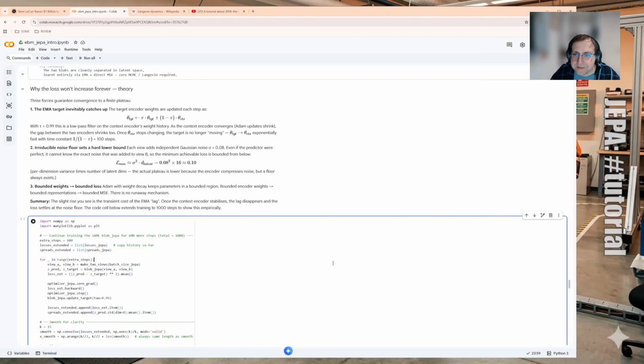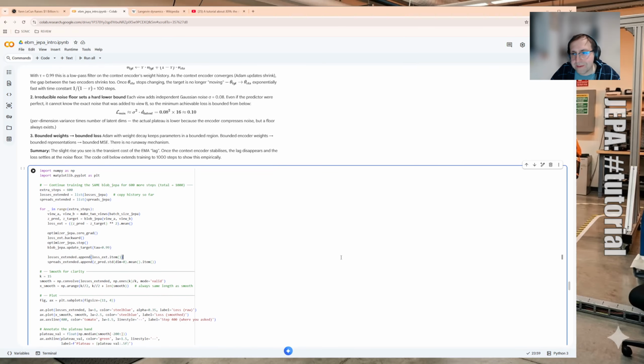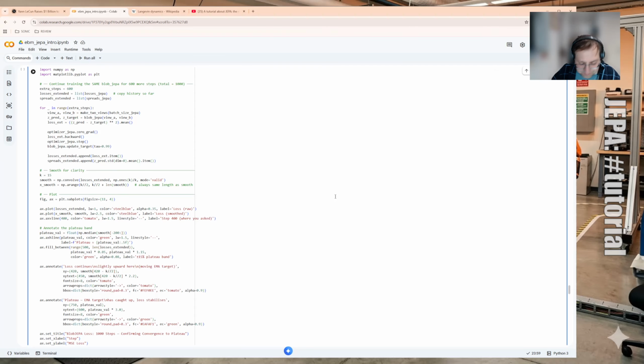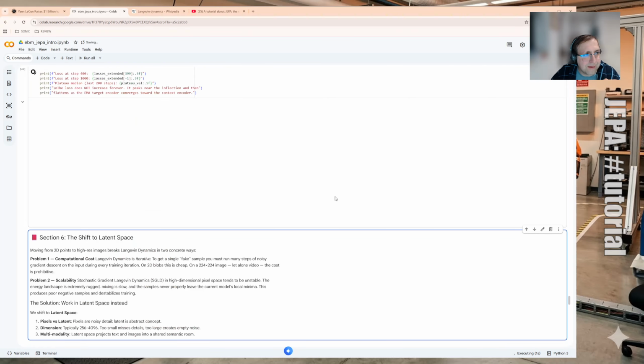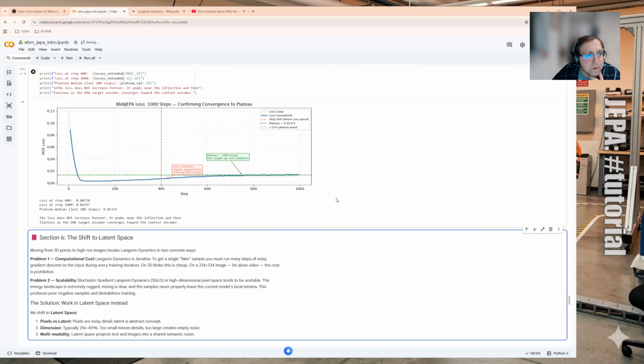So the next cell extends training to 1,000 steps to show this empirically. And let's see what we get. And yes, we can see that it was increasing, but then there is a plateau here, right? Essentially the EMA target has caught up and the loss stabilizes. Okay.